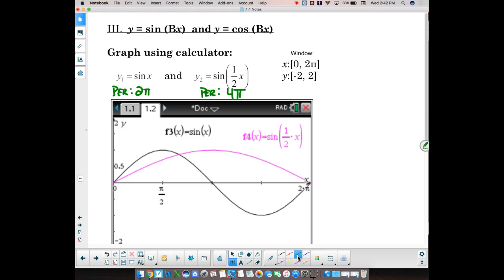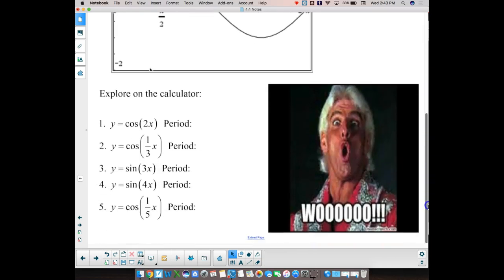Okay. Using the same window, and you can clear out both of those now, what I'd like you to do is take a little bit of time here and explore on the calculator these 5 functions over here and try and figure out what their periods are. Okay? We'll get to Ric Flair in a minute.